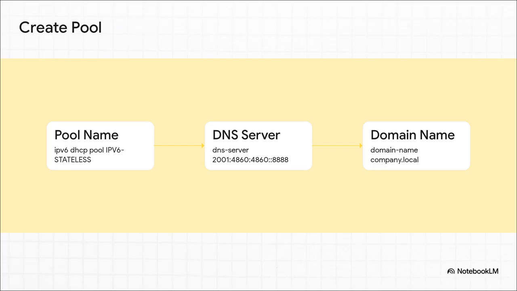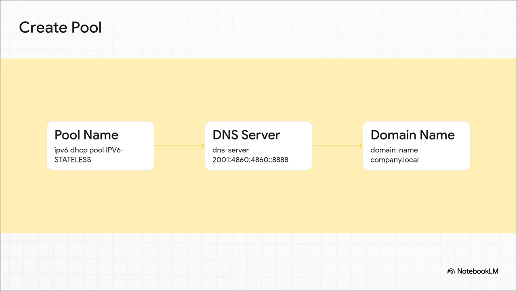So let's configure that right now. Step 1 is creating the pool using the command ipv6 dhcp pool, followed by whatever we want to name it. Let's go with IPv6-stateless. Once we're inside the DHCP config mode, we just populate it. We add our DNS server. We're using Google's public IPv6 DNS here, 2001:4860:4860:8888. And we set the domain name to company.local.